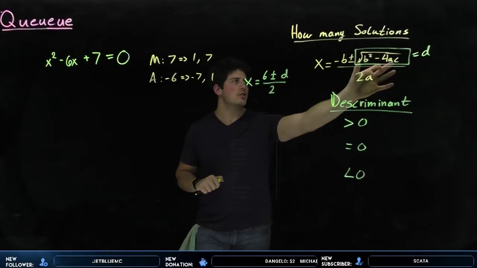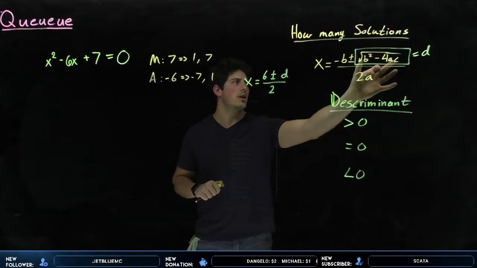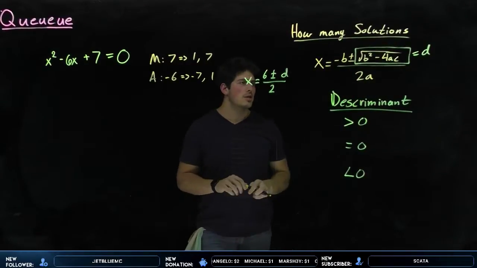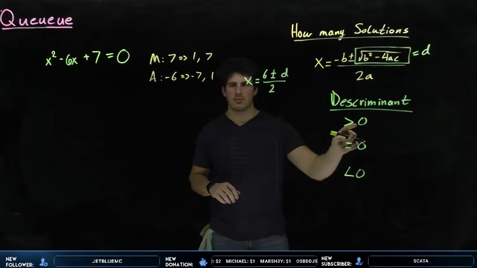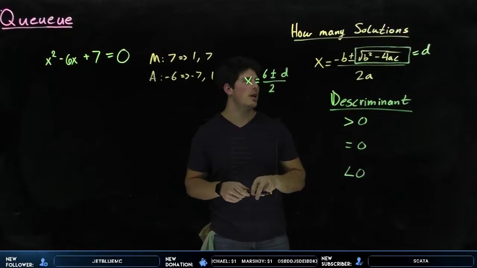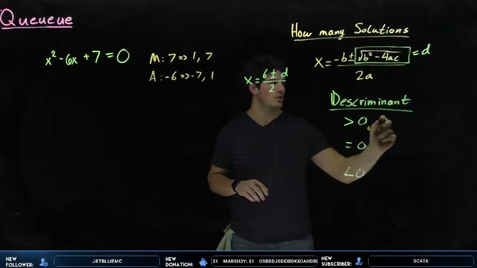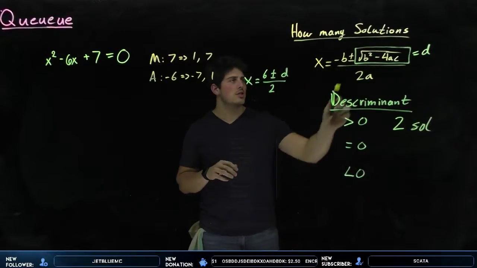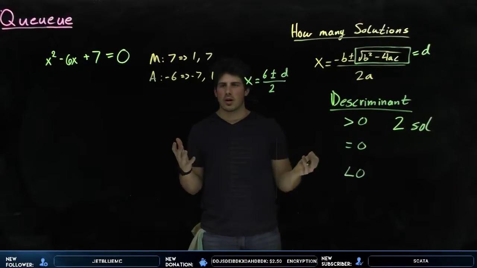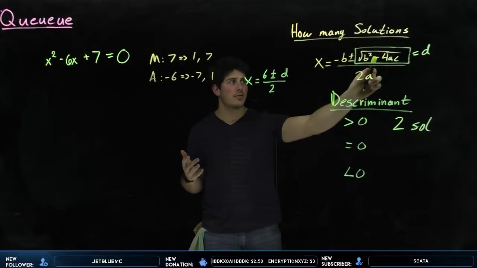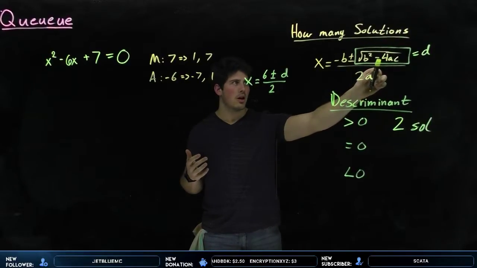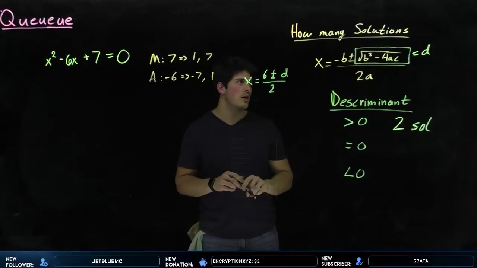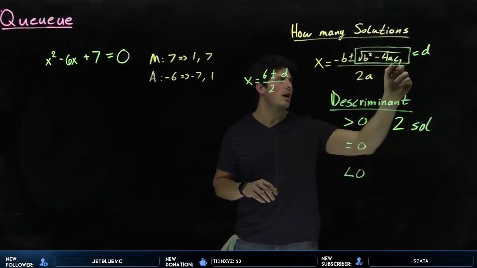What I know now is I replaced the square root of b squared minus 4ac with D, because if this is greater than 0, I'm going to have two real solutions. So two solutions. Why is that? Because this is the square root. If I take the square root of a number, and it's a positive number, it's going to be plus or minus that value. So the discriminant is actually everything inside the square root function.